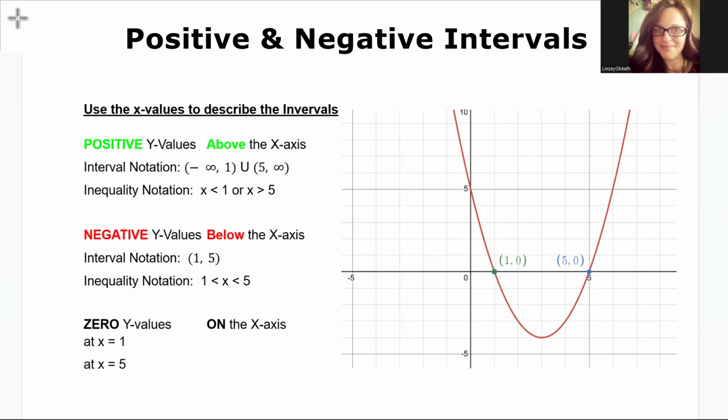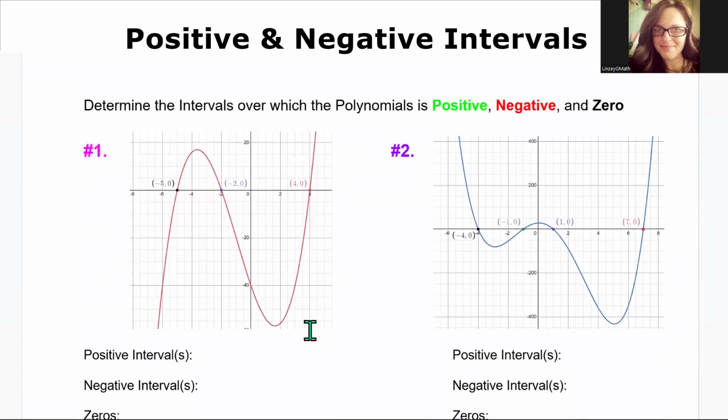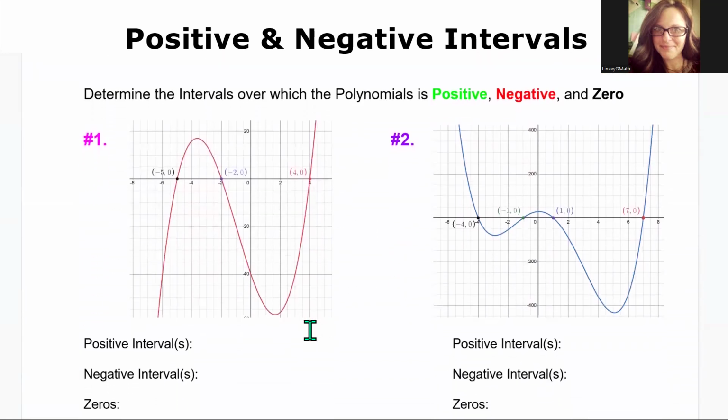Let's do 2 examples. We'll take a look at these 2 examples. Determine the intervals over which the polynomial is positive, negative, or 0. Now I'm going to use interval notation. You can always pause the video and try these before we work through them. All right, here we go.